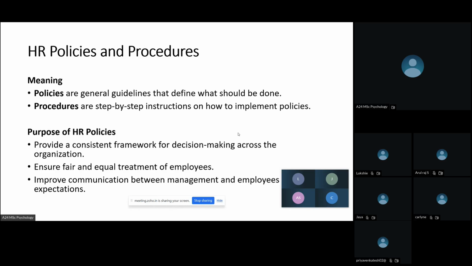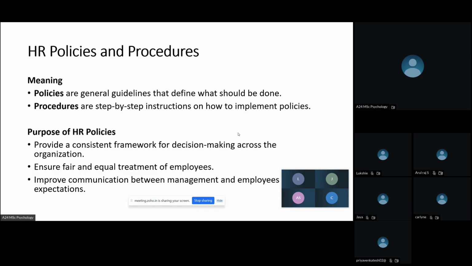For example, let's take maternity leave policy only. It will have guidelines to say that you have to inform the HR team 4 weeks before the start date of your maternity leave, and you have to enter maternity leave in your timesheets to have accurate data reflecting in our HRIS systems. So the policies will only have general guidelines, but procedures differ from policy because they have step-by-step instructions on how to implement the policies. So that is the difference between policies and procedures.